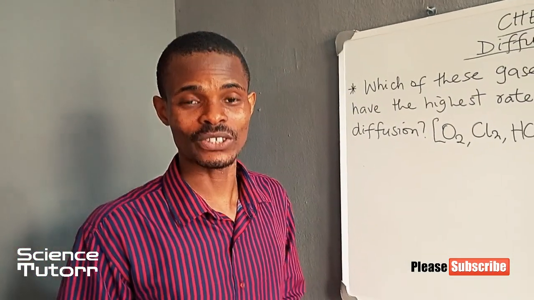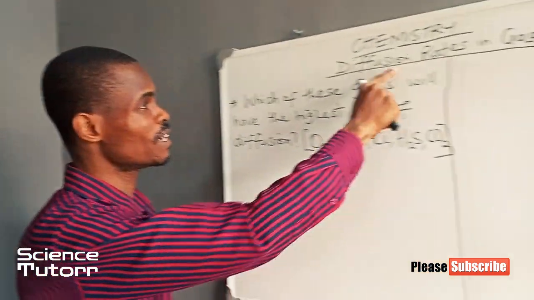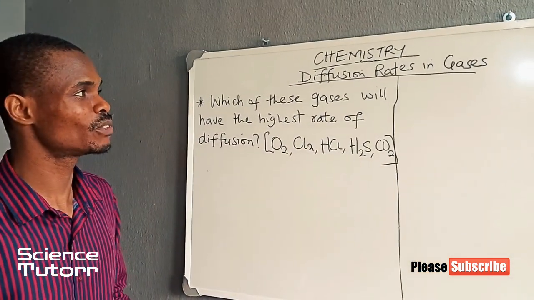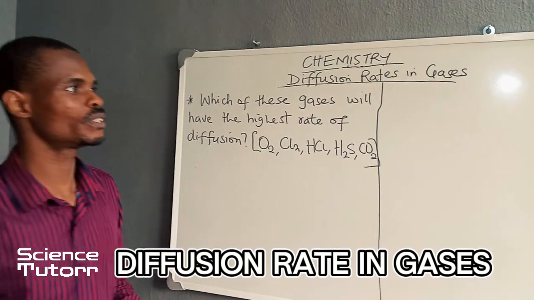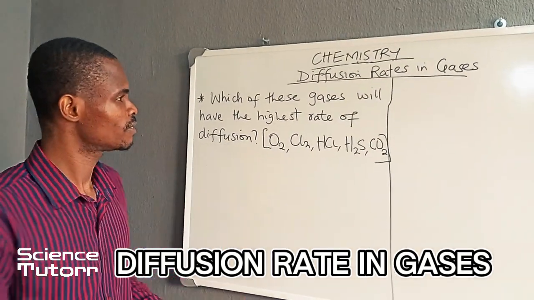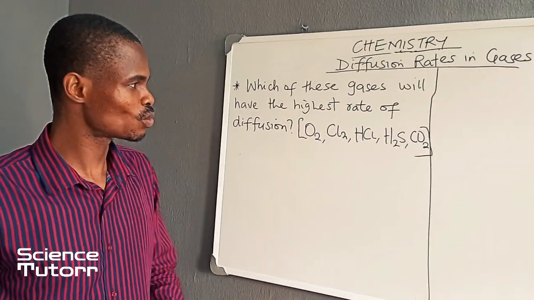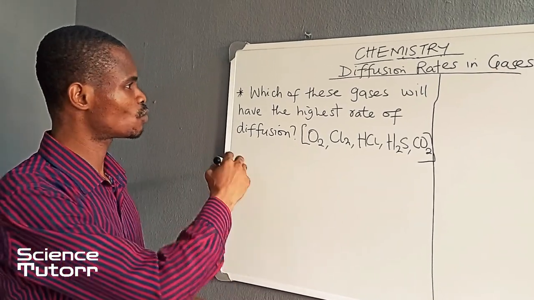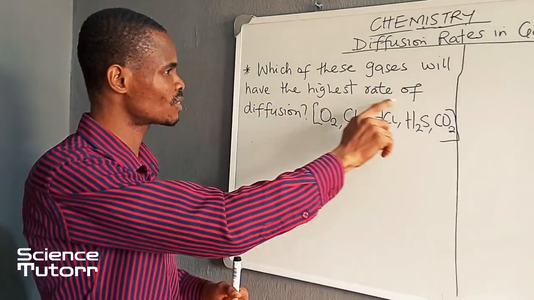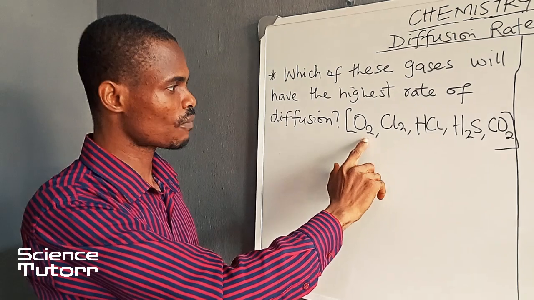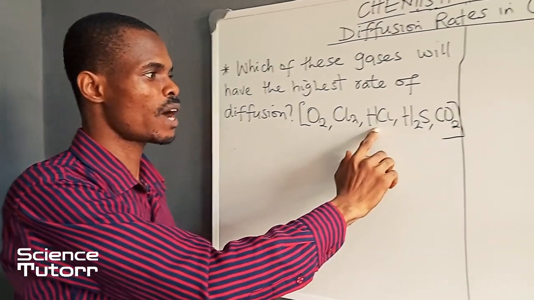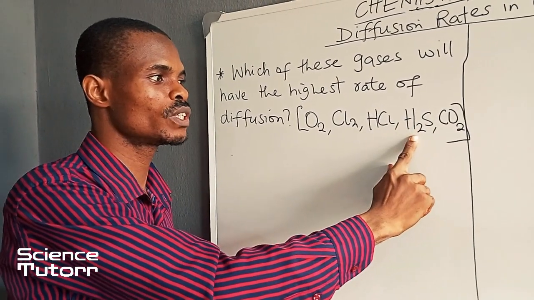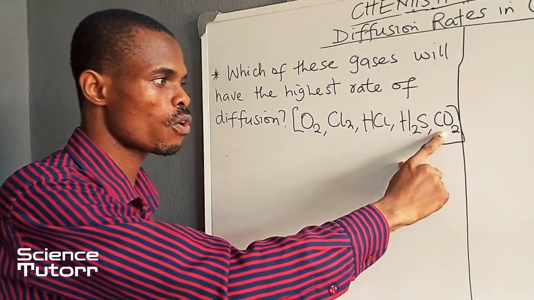And in today's section, we shall be looking at a very vital aspect in chemistry, diffusion rates in gases. And I have here a simple question that will guide us through that. It says, which of these gases will have the highest rate of diffusion? We have oxygen gas, chlorine gas, hydrogen chloride gas, hydrogen sulfide, and carbon dioxide.